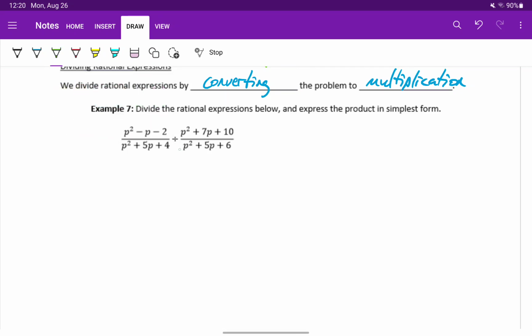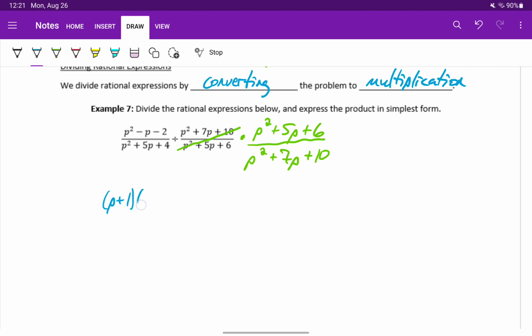Rather than divide these two rational expressions, we'll just cross this out and rewrite it as multiplication, and we'll take the reciprocal of that second rational expression, so the numerator and denominator will trade places, making this p² plus 5p plus 6 all over p² plus 7p plus 10. Now that we've changed this to a multiplication problem, we proceed exactly as we did in the previous examples.